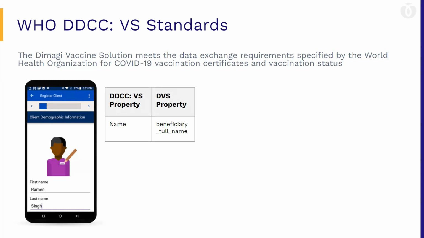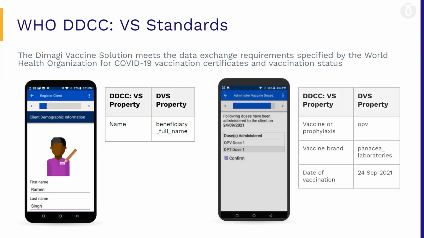At the backend, the Dimagi vaccine solution property is mapped to the DDCC VS property to facilitate data exchange. As another example, in the screenshot, you can see that a client received 2 doses, OPV dose 1 and DPT dose 1. The table on the right-hand side of the screen shows how the data fields from the Dimagi vaccine solution have been mapped to the data requirements specified by the WHO standard.